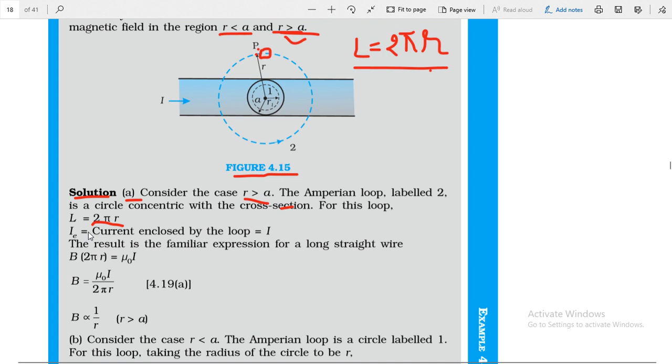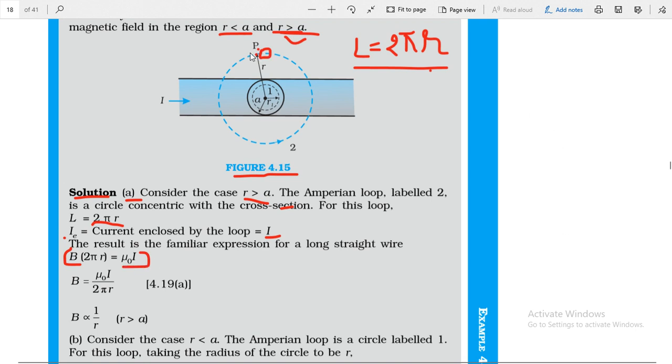Now I is the current enclosed by the loop. This I is the current enclosed by the loop, okay, and this is taken as I. So you can write the result, the familiar expression for the long straight wire, that is B into 2 pi r is equal to mu naught I. Now this one is the Ampere's circuital law, it is applied here. Let me give you an example.